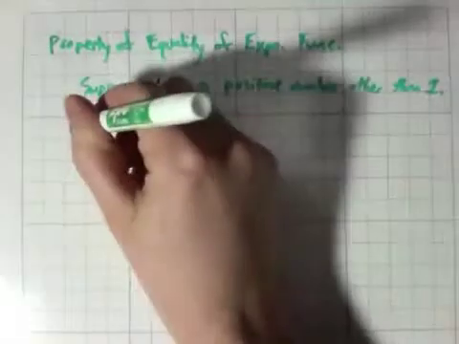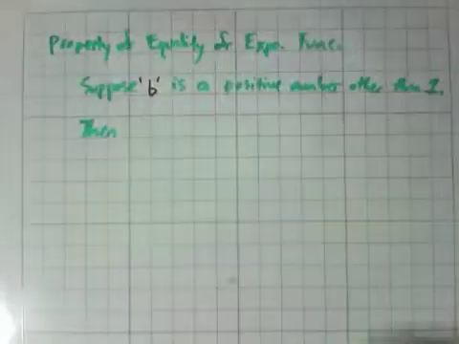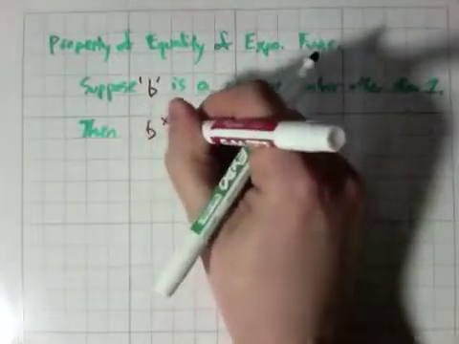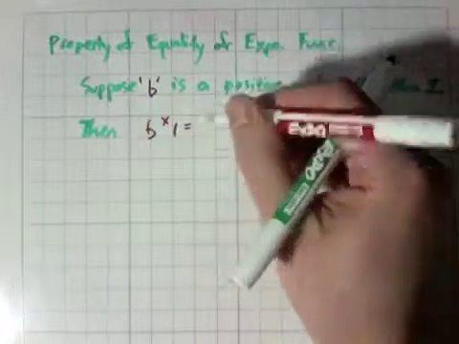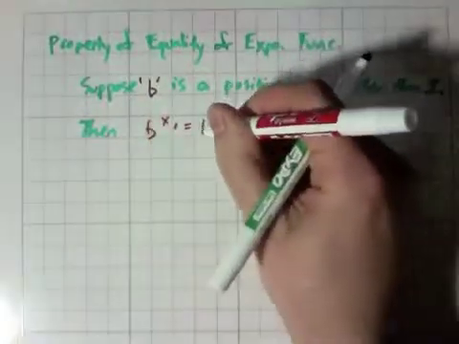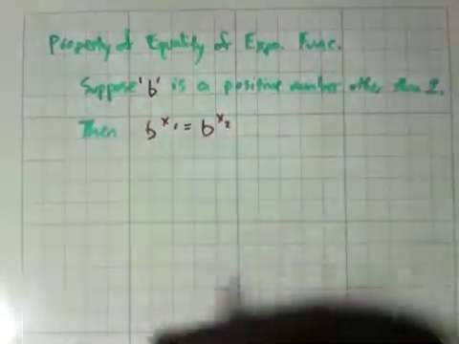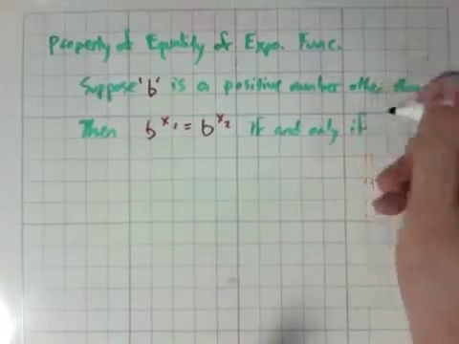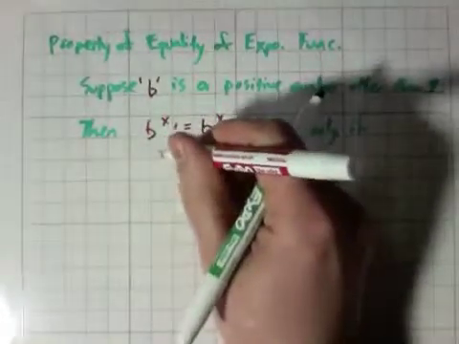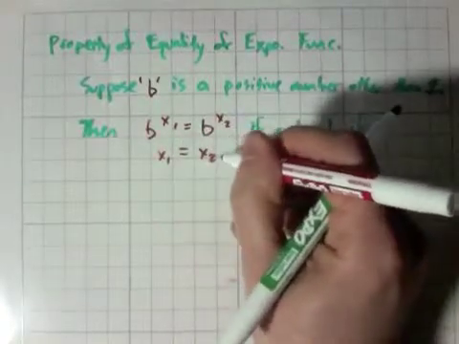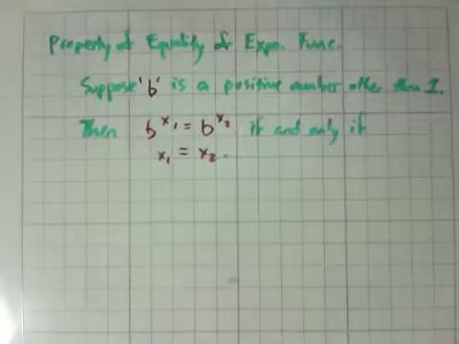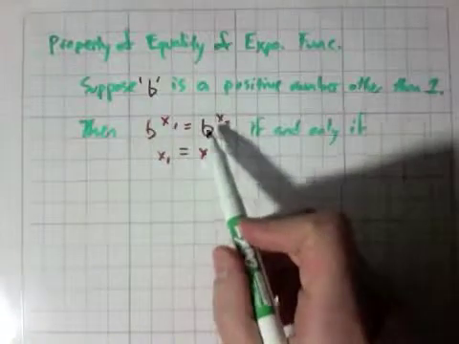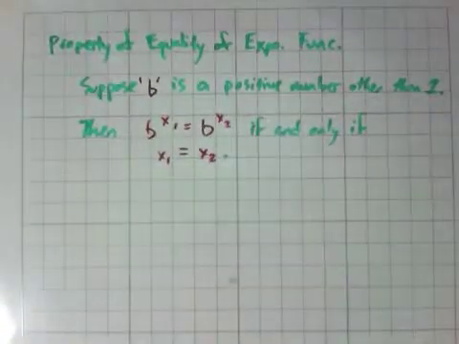And then b to the x1 equals b to the x2 if and only if x1 is equal to x2. All right, so the idea is this, that if I have two things of the same base equal to one another, then their exponents as well must be equal.